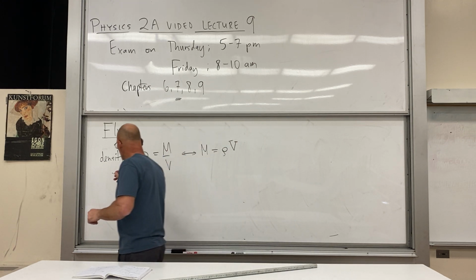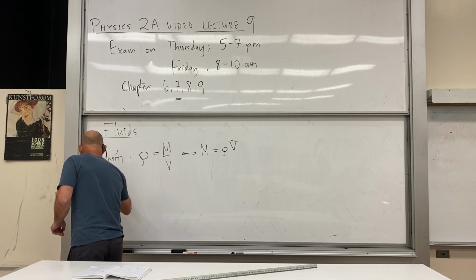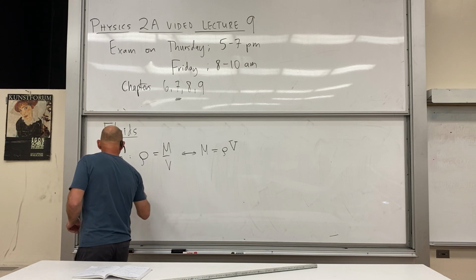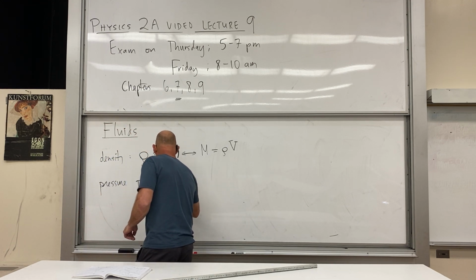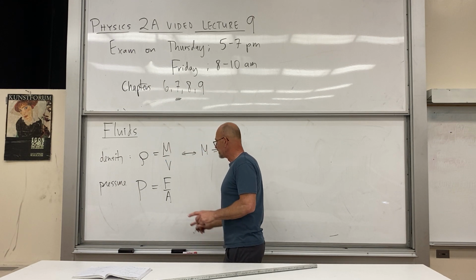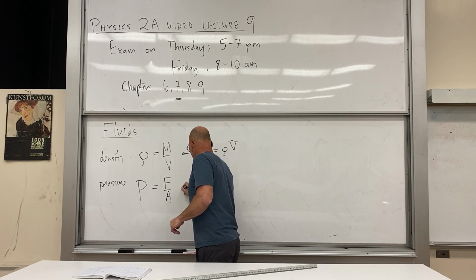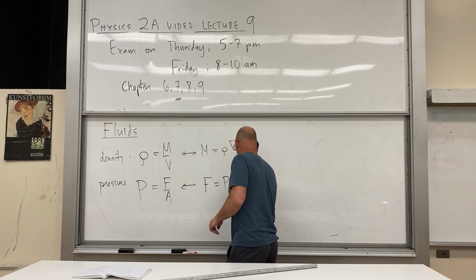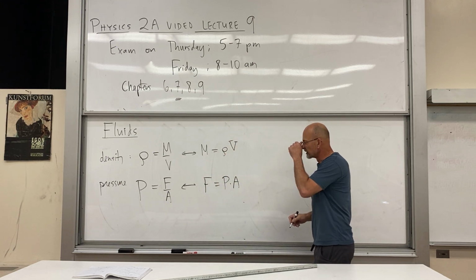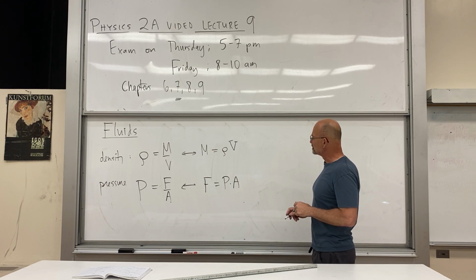We have pressure, P equals force per area. The unit is the Pascal, and we also often use force equals pressure times area equivalently. So those were those definitions.